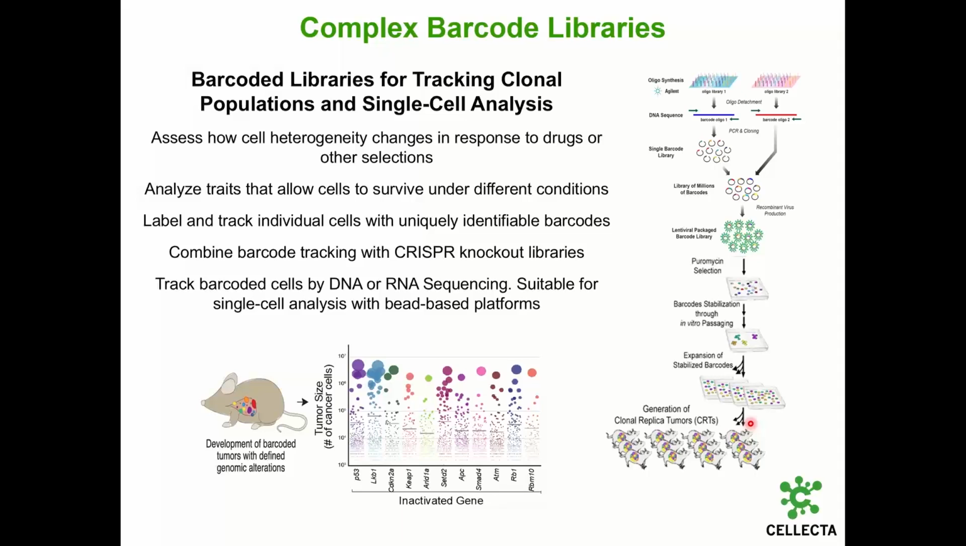Since the barcodes are in lentiviral vectors, they're integrated into the genome and they're heritable. So once the founder population is created, as they propagate, all the progeny from each one of the founder cells that's barcoded are also labeled with the same barcode. This type of labeling can be useful in a number of applications.